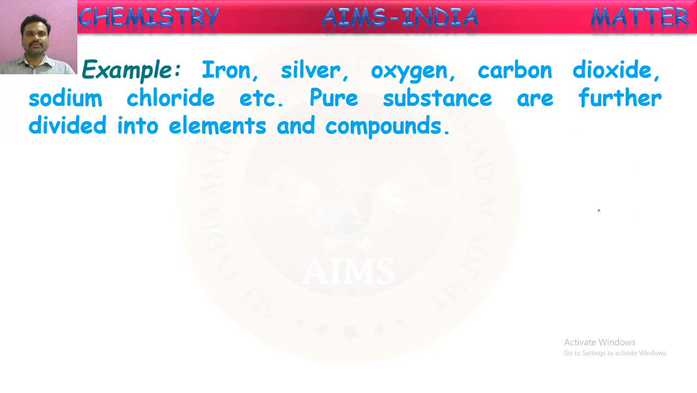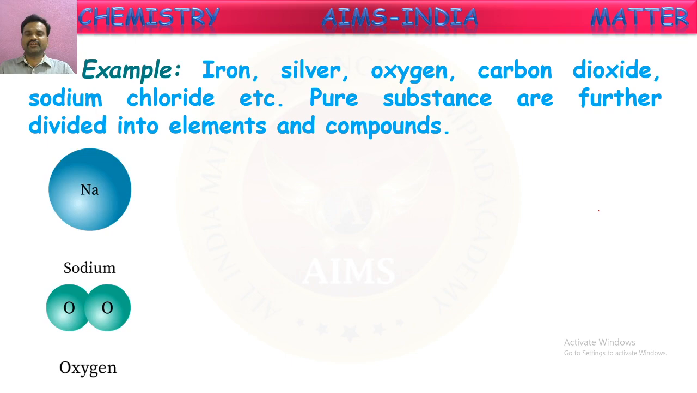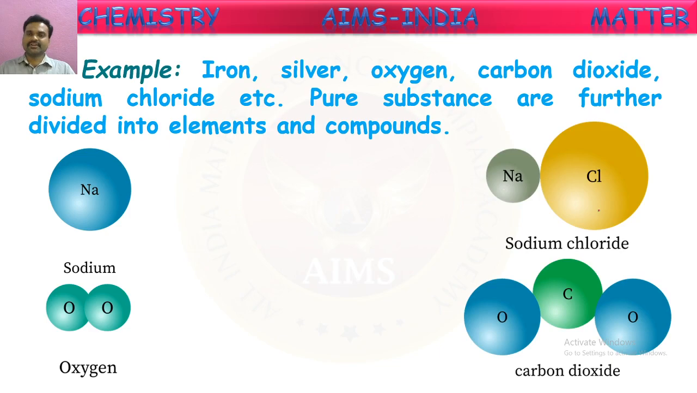Here they have given some examples of pure substances: iron, silver, oxygen, carbon dioxide, sodium chloride. If you observe, iron, silver, oxygen are all elements in the pure form, categorized as elements. They are made up of only one kind of atoms. Carbon dioxide and sodium chloride are also pure substances, but they come under compounds, because their particles are made up of more than one kind of atoms.